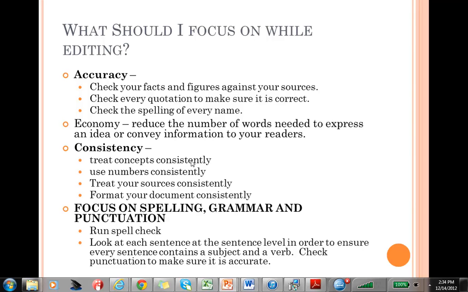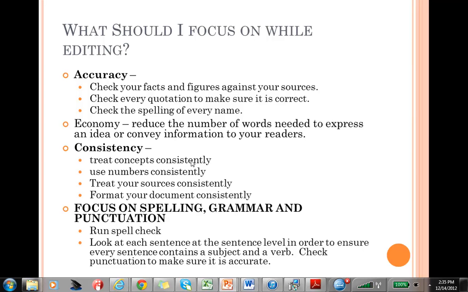You want to think about economy. You want to reduce the number of words that you need to express the ideas or convey information to your readers in your paper. You want to think about consistency. You always want to treat every concept in the same way, consistently. You want to write out numbers consistently. Always write out the number. Don't just write 10, write ten. You want to treat your sources consistently. Always use APA formatting for citing your sources. And you want to format your document consistently.